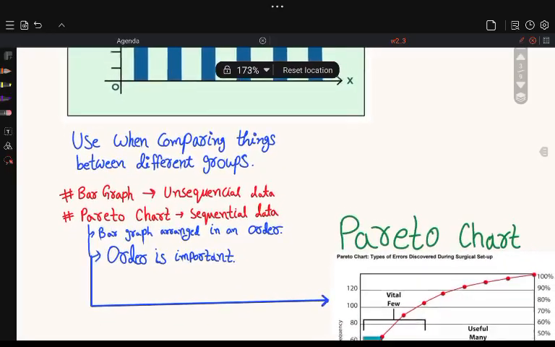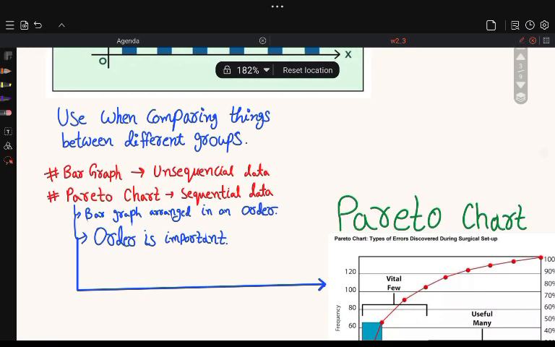Then the bar graph is further divided into two types, a simple bar graph and a Pareto chart. A simple bar graph is used for unsequential data and a Pareto chart is used for sequential data. The data can be divided into sequential and unsequential data. Sequential data is basically sorted data, sorted either in ascending or descending order. But unsequential data is random data which is not sorted.